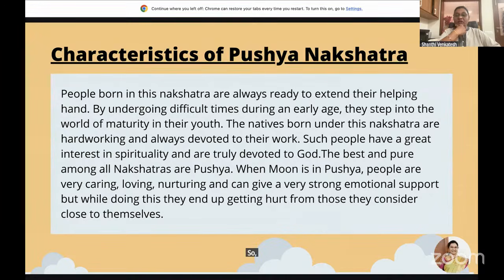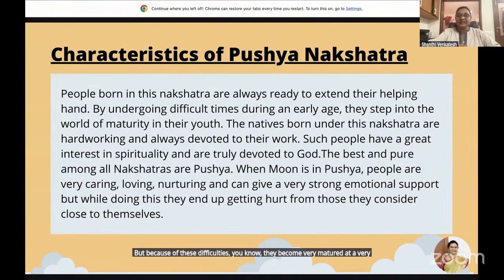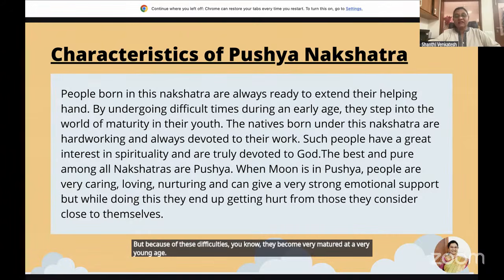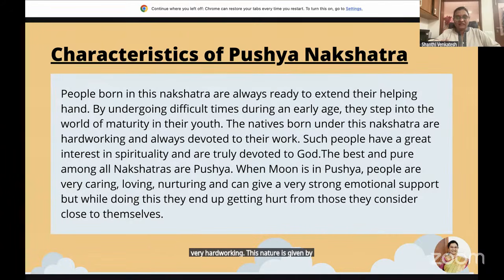So they're always ready to help others. They might undergo a lot of difficulties during their early age, but because of these difficulties, they become very matured at a very young age, very hardworking. This nature is given by Saturn, which is the ruler of this nakshatra. So always devoted to their work. They're interested in spirituality. They're interested in religion. Then we can say it is one of the best and the pure nakshatra.